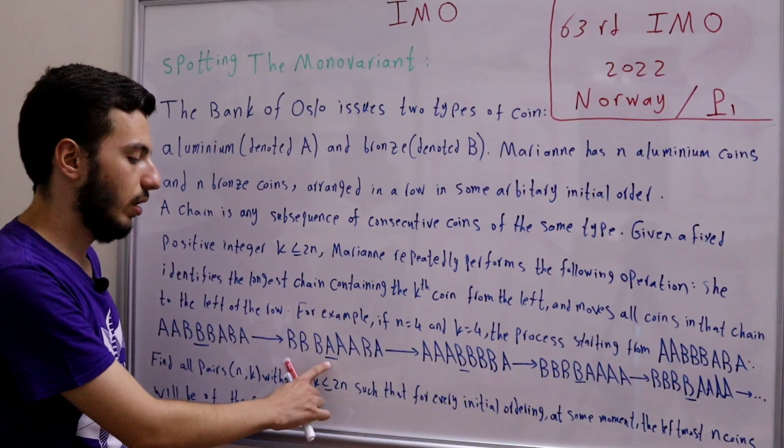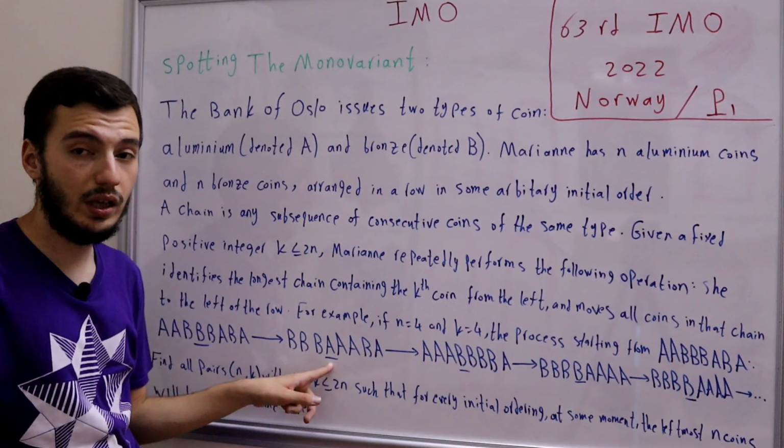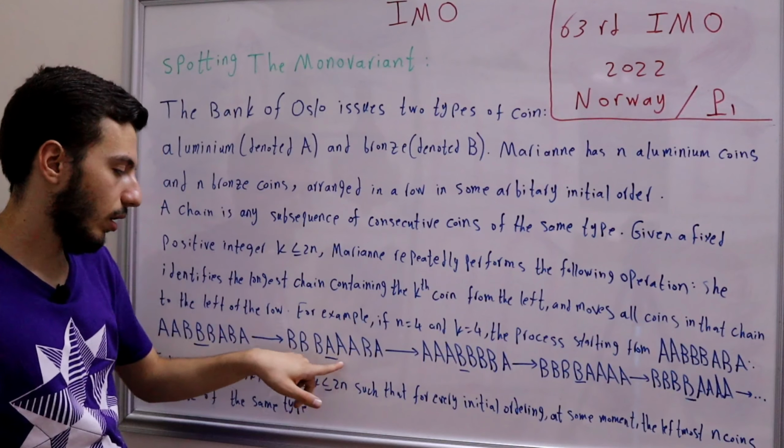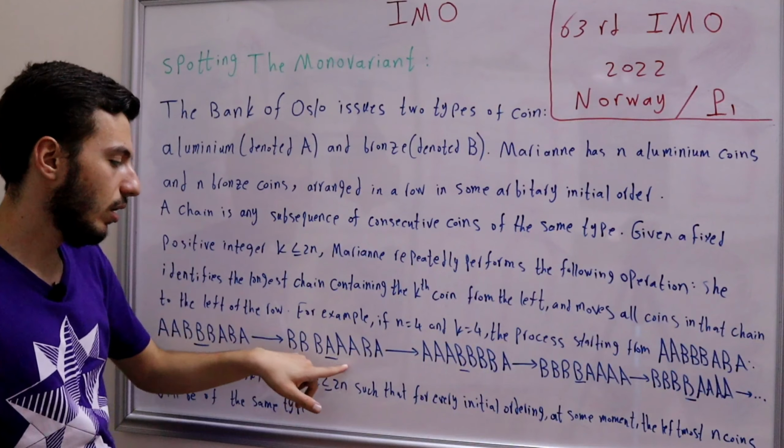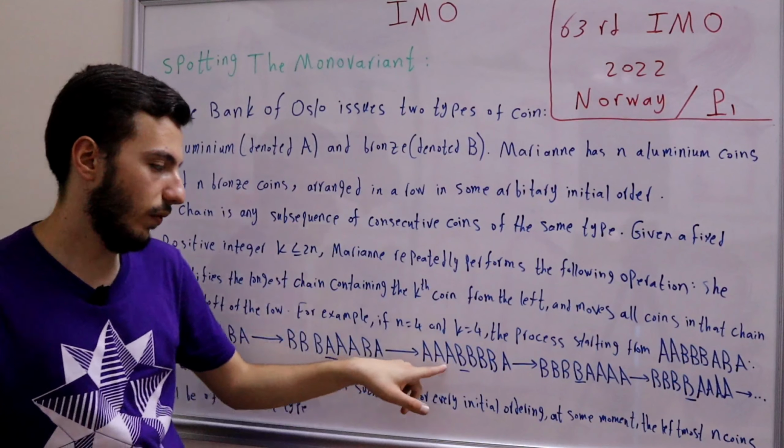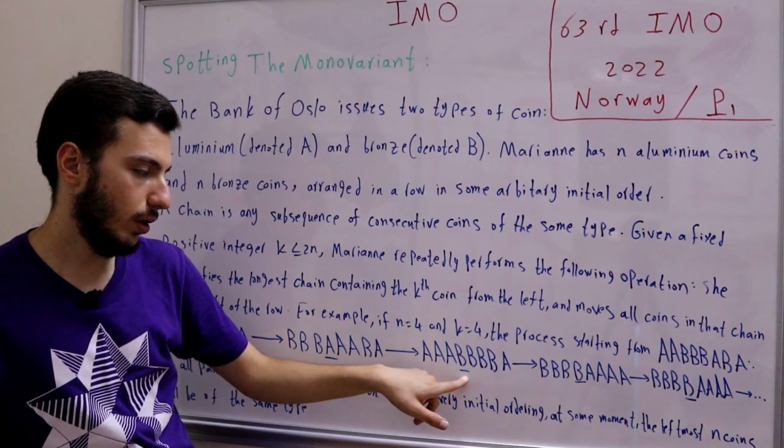Now what is the fourth coin? It is this one, this A. Then we apply the same thing: this is the longest chain containing this A, and we move it to the leftmost. We've got the following. Then this is the fourth coin.